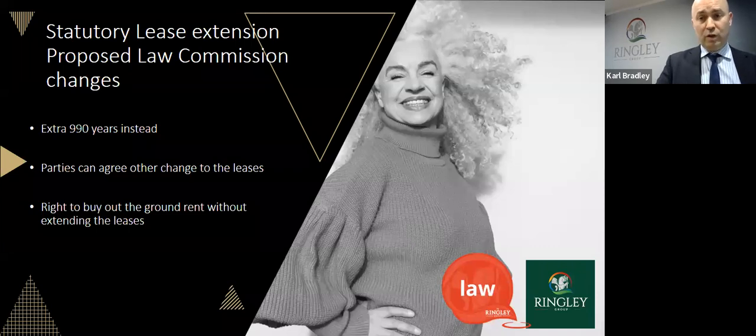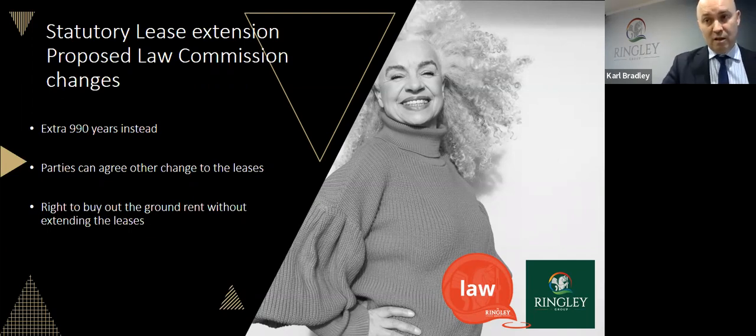They're also talking about the possibility, rather than extending your lease, of the right to buy out the ground rent, whereby you're effectively compensating the freeholder for the ground rent they would earn over the length of the lease. There'd be no ground rent to pay moving forward, obviously, but at some stage, we need to look at extending the lease still.